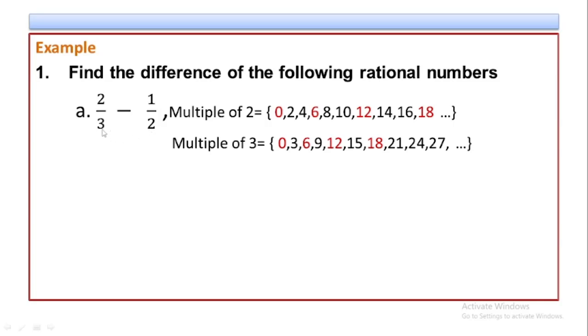One reason is that they are prime numbers. To determine the LCM of two prime numbers or two consecutive numbers, just simply multiply them. For example, 2 and 3 are prime numbers. The LCM is 2 times 3. 2 times 3 is 6. Or we can determine it by listing the multiples of 2 and the multiples of 3. The multiples of 2 are already listed here and the multiples of 3 are listed here.